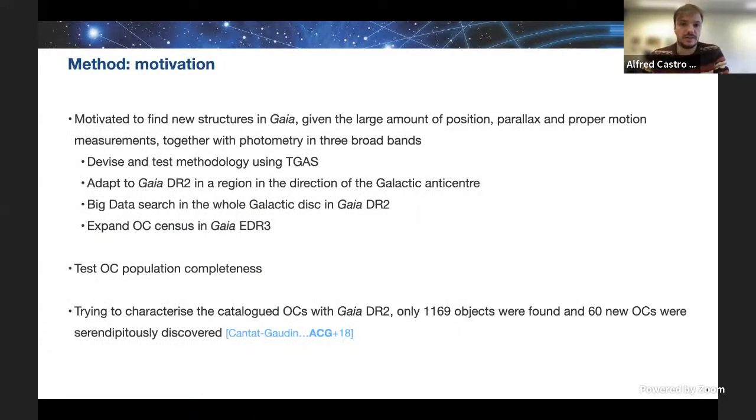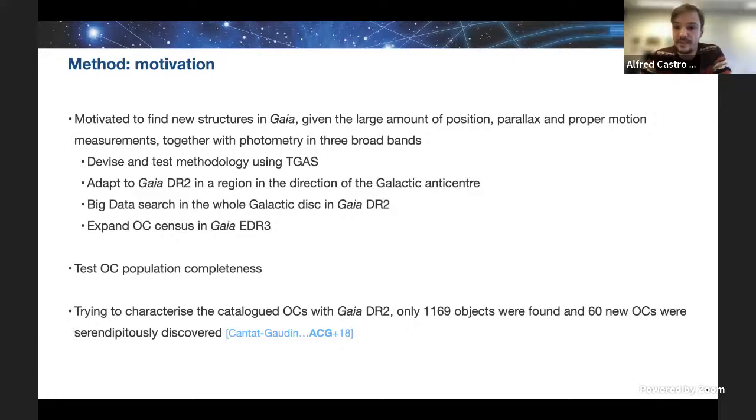So let's jump into the method. Why are we motivated to develop this method? We're motivated to find new structures in Gaia. As I said, it's the first time we can describe a lot of stars with this high-dimensional space.